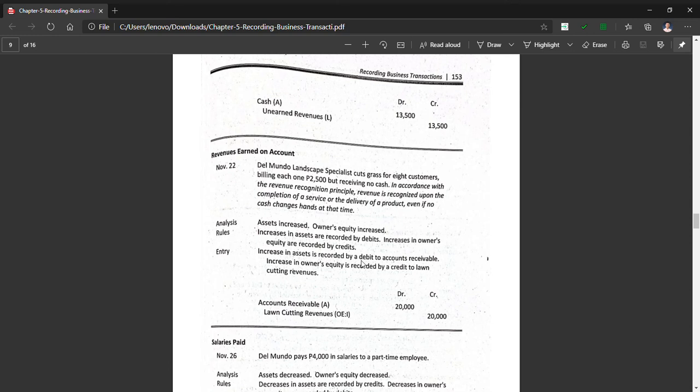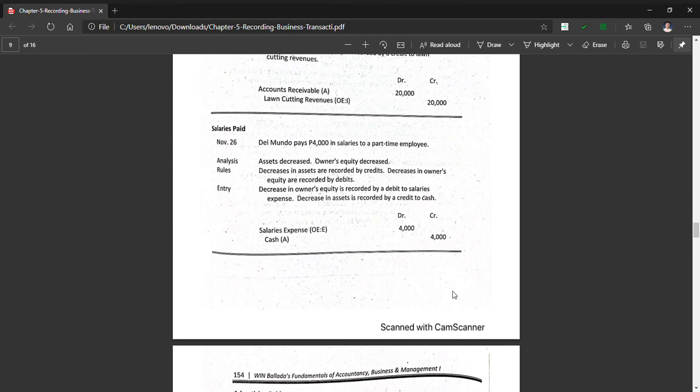So we debit accounts receivable, 'di ba? Accounts receivable kapag merong utang ang customers natin or kung meron tayong mare-receive in the future, right? So accounts receivable debit 20,000 kasi hindi pa nagbayad ang customer. Credit loan cutting revenues 20,000. Magre-record tayo ng income kasi nga nag-render na tayo ng services. So dahil income, ini-increase niya ang owner's equity, and owner's equity is on the right side of the accounting equation, we should also record this on the right side.